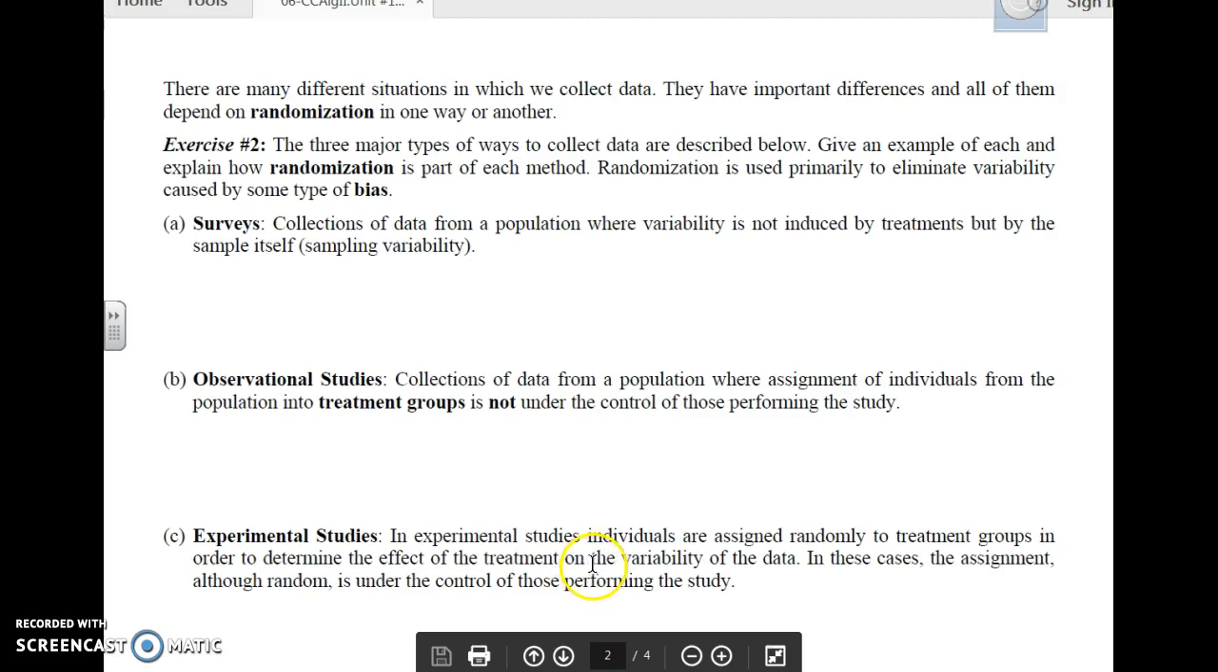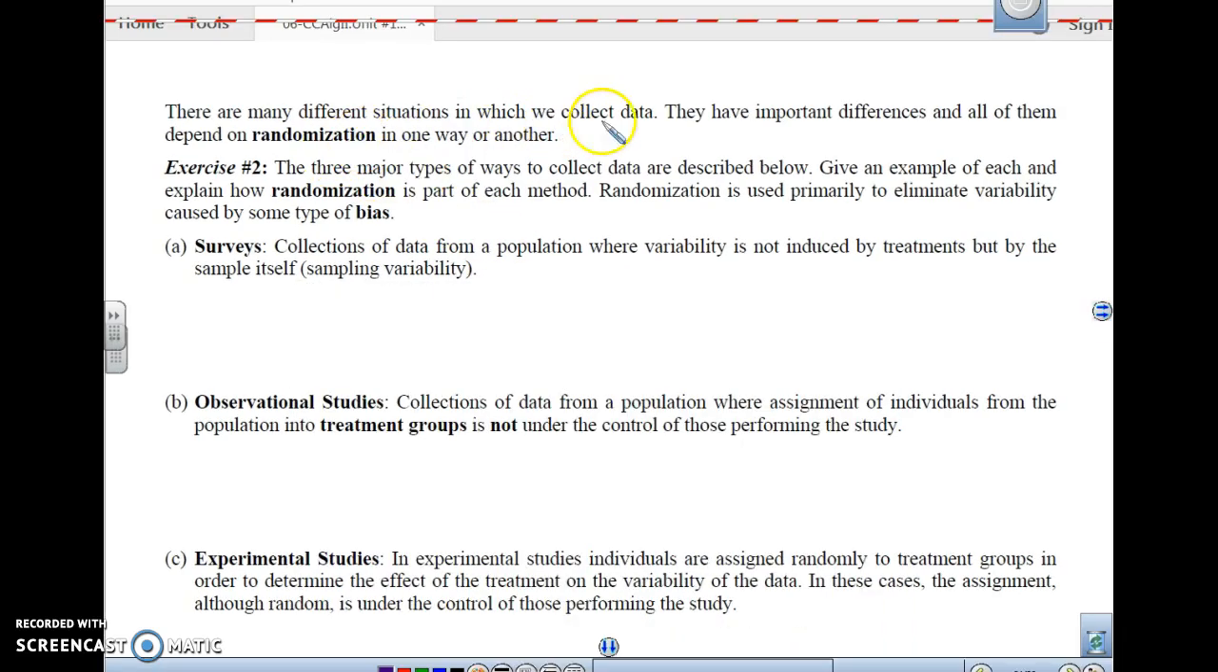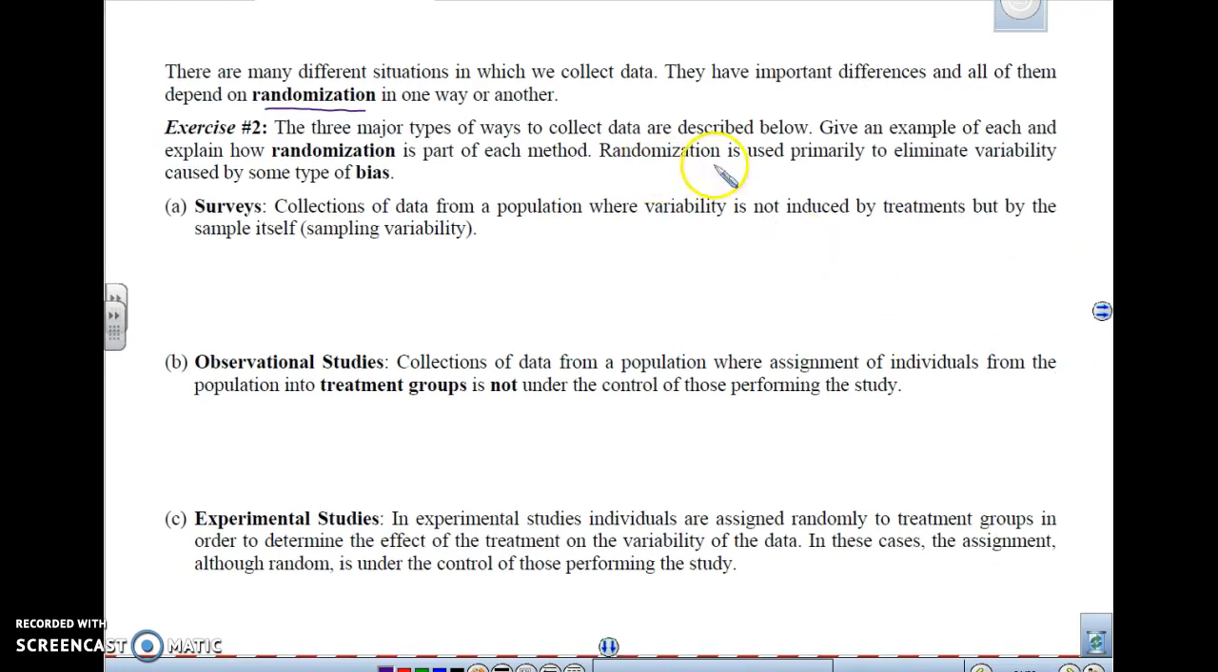Okay, now that we've looked at the different ways that we have variability, let's look at the situations where they collect data. There are many different situations in which we collect data. They have important differences, and all of them depend on randomization in one way or the other. So there are three major types of ways to collect data. Let's take a look at how randomization is used. Randomization is used primarily to eliminate variability caused by some kind of bias. Bias is very important. You don't want to skew your results towards one or another based on what group you're looking at.